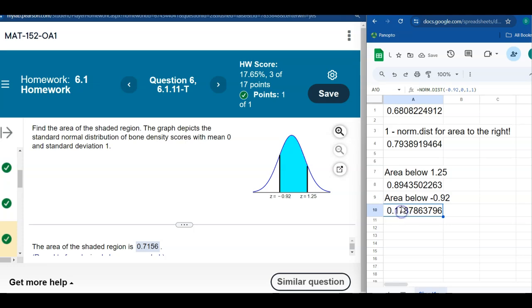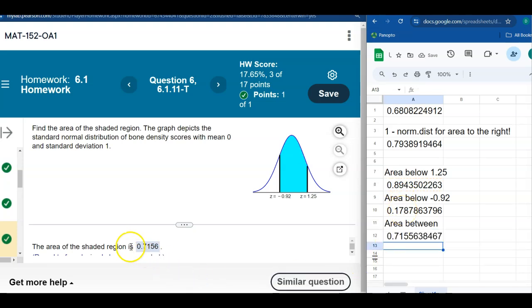So if I take this area away from this, then I'm left with the blue area between the 2. So I'll just label it area between equals, and I click this number minus, and there's my area between. So I already did this problem before, 0.7156 to 4 places, so it would round to that. Again, TI-83 or 84 is probably better for this stuff, but Google Sheets is very accurate, very efficient if you can get to the point of understanding how to do it.